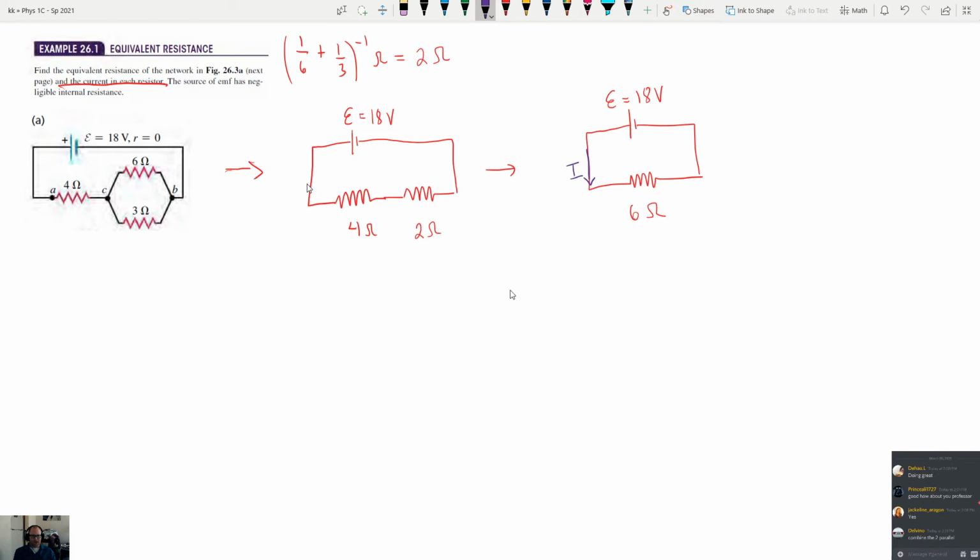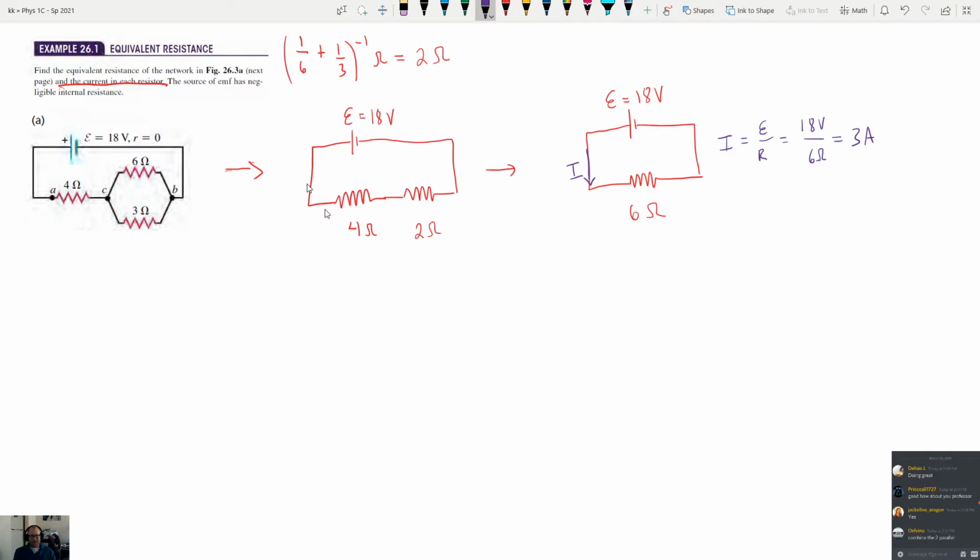We can call it I. And I would say that this current I should be equal to the EMF of the battery divided by the resistance. Remember, EMF is really just another word for voltage, but it's a more specific thing that means it's related to the source itself and how much electromotive force it's placing within the circuit. So if we take 18 volts and divide by 6 ohms, we get 3 amps. That's the current flowing through the system here.